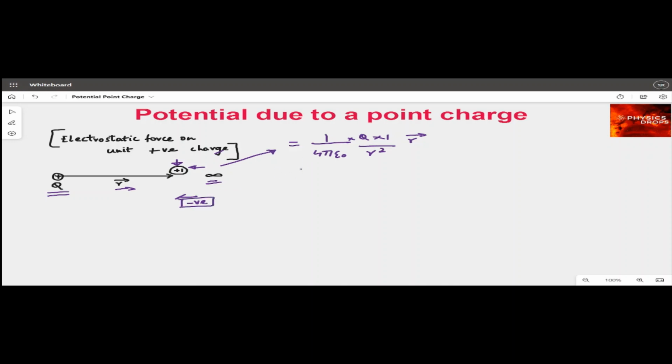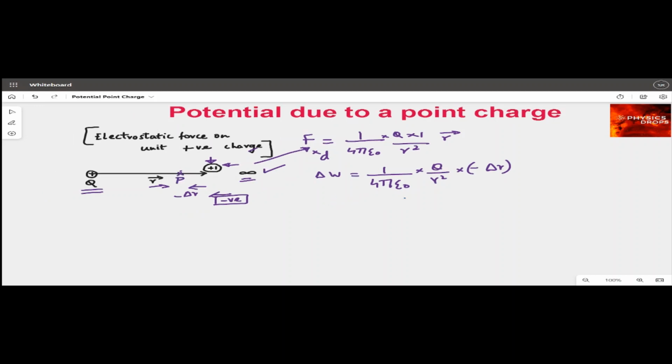So if we want to find the work done, this is the electrostatic force. If I move this a distance delta r in this direction, delta r is negative in this case. We know force times the distance is work. So the small amount of work done, or delta W, is given by 1 by 4 pi epsilon naught times Q by r square into minus delta r. That is why work becomes negative in this case.